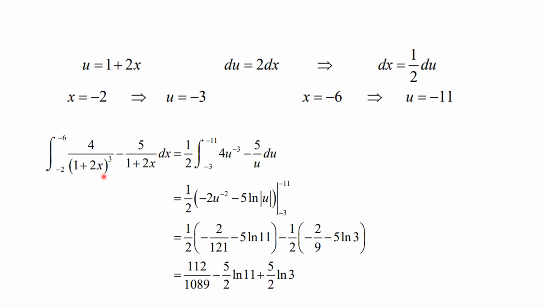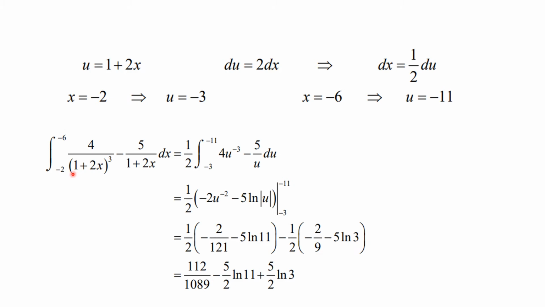Here's the one that we were confronted with to solve. And the same substitution will work for both. So u is equal to 1 plus 2x. That means that du is equal to 2 dx. That means dx is equal to 1/2 du. As x goes from minus 2 to minus 6.